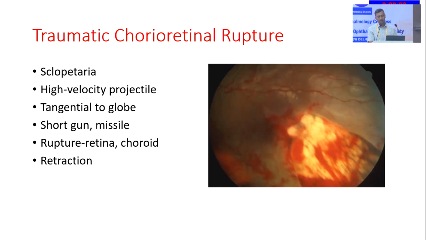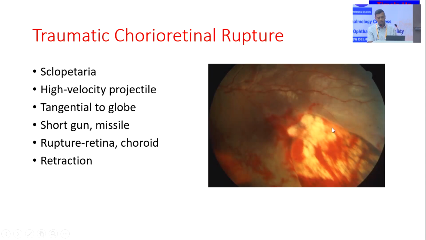Now, in the case of war, sometimes we come across a traumatic chorioretinal rupture, which is secondary to a high-speed missile injury. Actually, this is a case of coup injury where a missile grazes the temporal part of the eyeball, and all the shear stress and shock waves cause damage to the temporal part of the retina.